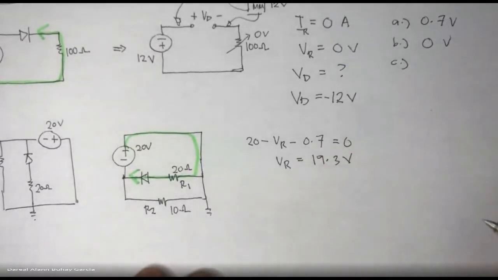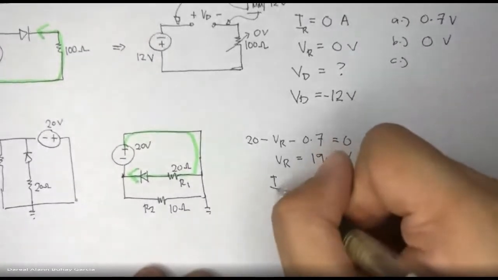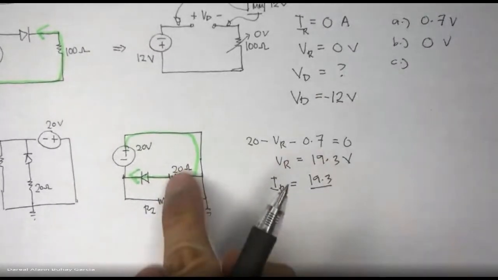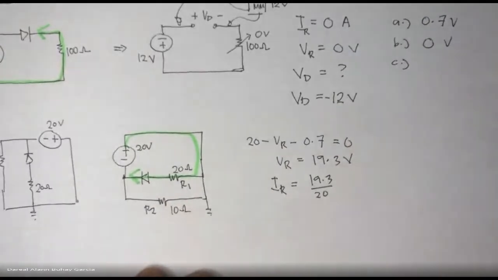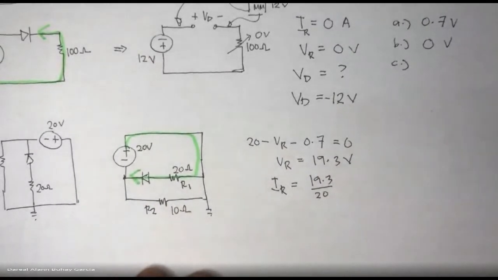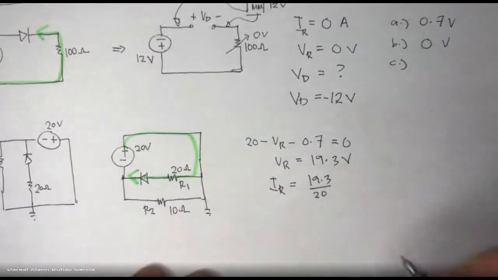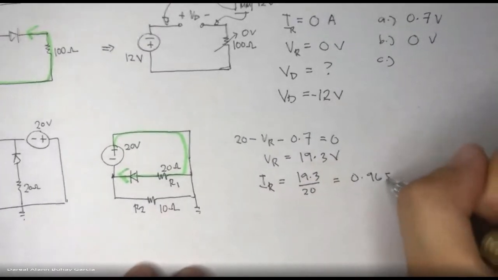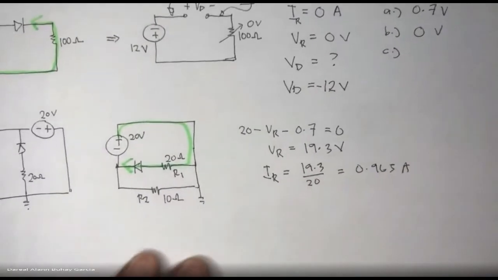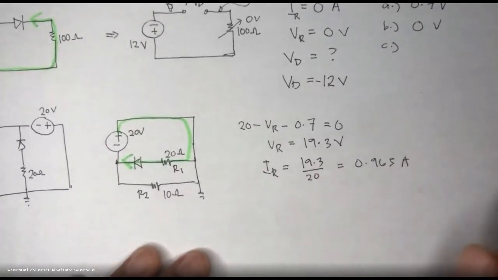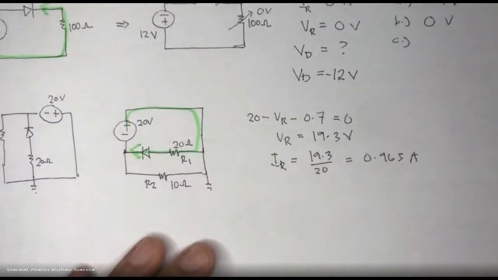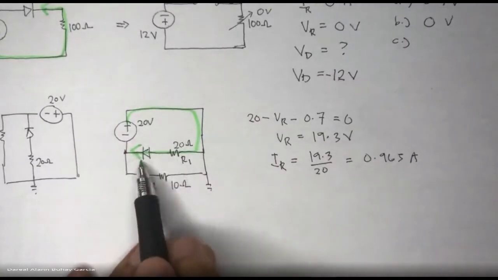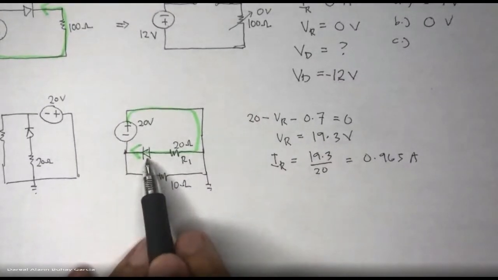So because VR is 19.3, IR is equal to 19.3 divided by 20 ohms. It is in the ampere range, 0.965 amperes. Okay, this answer makes sense. So, I think it is correct. Our assumption is that it is on, no?